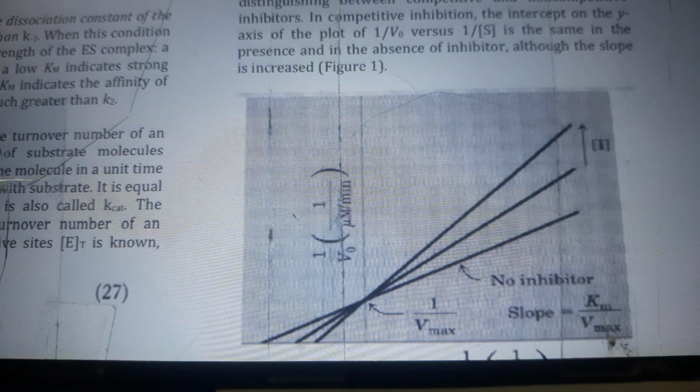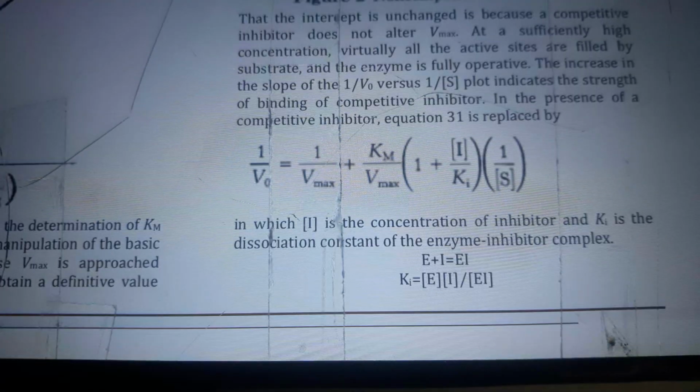In competitive inhibition, the intercept on the y-axis of the plot of 1 by V0 versus 1 by S is the same in the presence and in the absence of inhibitor, although the slope is increased. The intercept is unchanged because a competitive inhibitor does not alter Vmax. At a sufficiently high concentration, virtually all the active sites are filled by substrate, and the enzyme is fully operative. The increase in the slope of the 1 by V0 versus 1 by S plot indicates the strength of the binding of the competitive inhibitor.